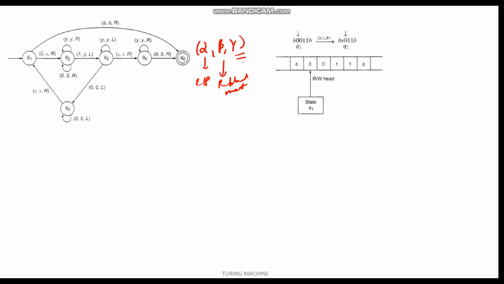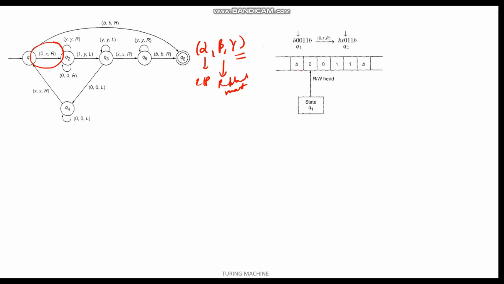It will give us the direction. Like if I have a look at this, which is saying 0xr, what does it mean? It means when 0 is given as input on Q1, then this 0 will be replaced with x and the head will move towards right.